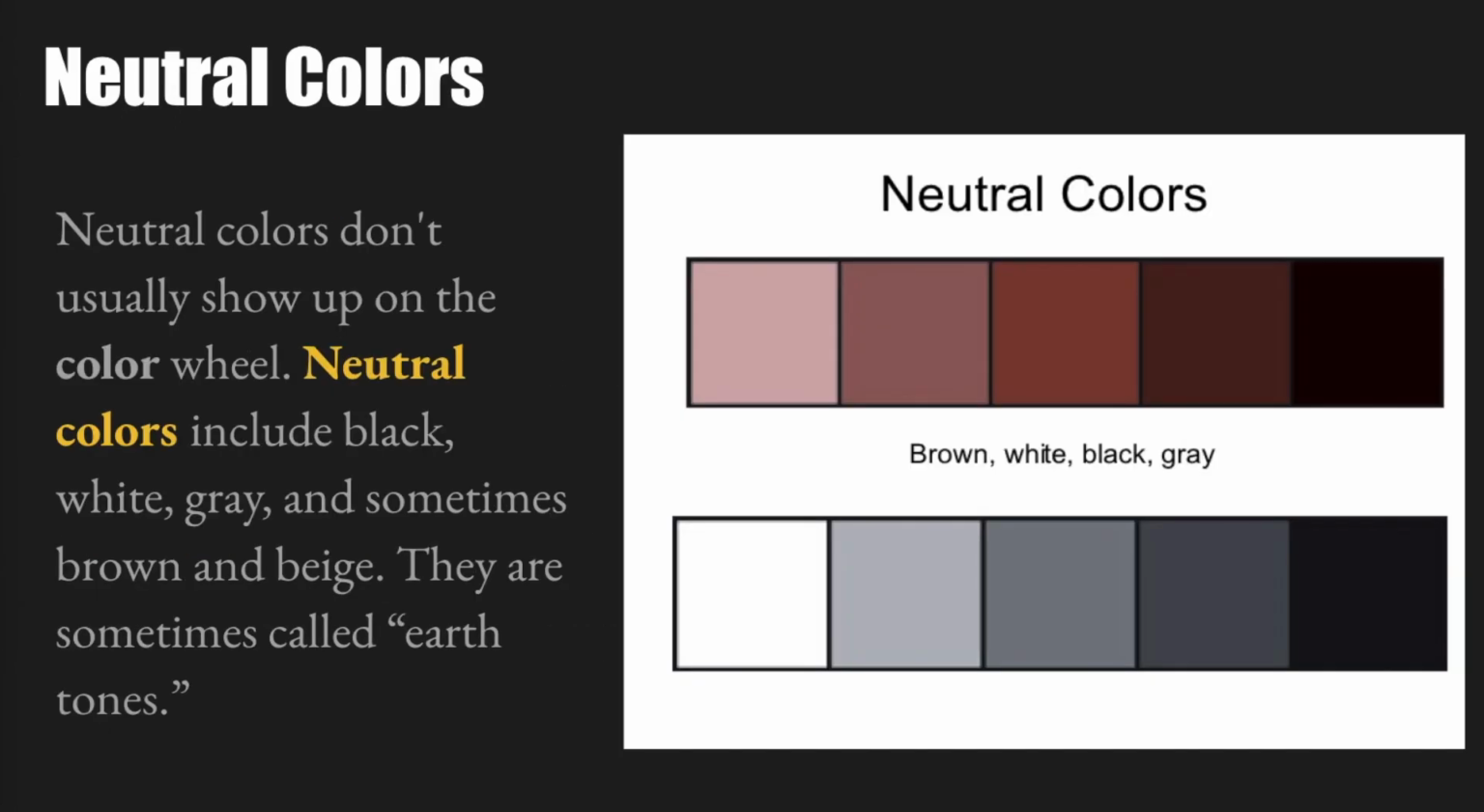Okay, looking at neutral colors. The neutral colors normally don't show up on the color wheel, but they include black, white, gray, and sometimes brown and beige. They are sometimes also called earth tones as well.